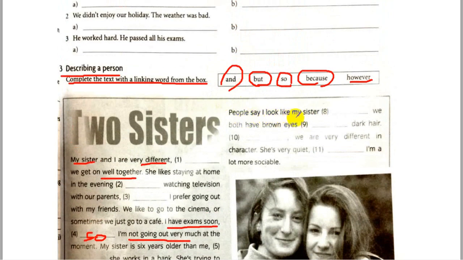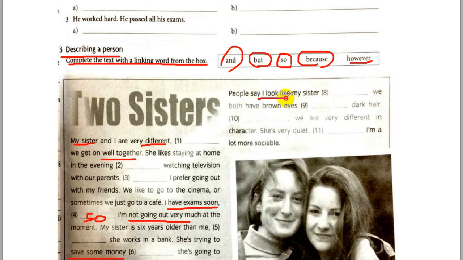People say I look like my sister. أنا أشبه أختي. We both have brown eyes. Because we both have brown eyes. الشبه هو النتيجة. السبب هو العيون البنية. Dark hair, and dark hair, because we are talking about the face.